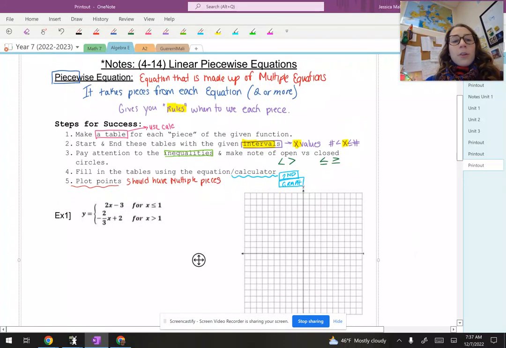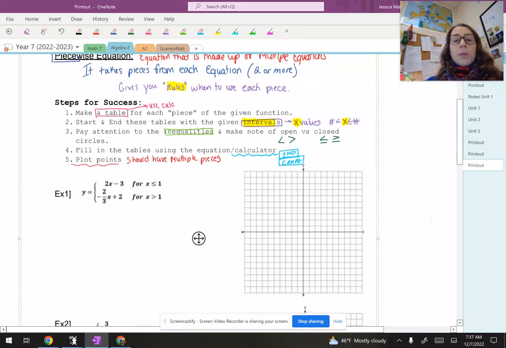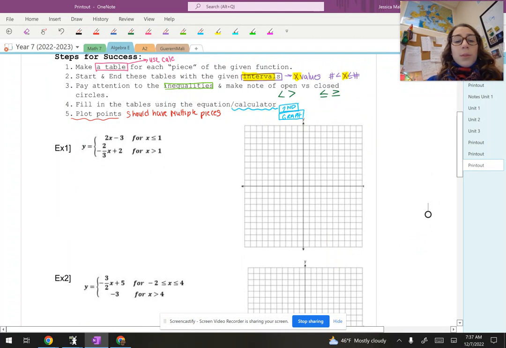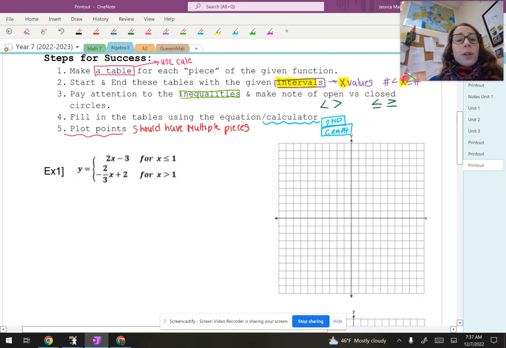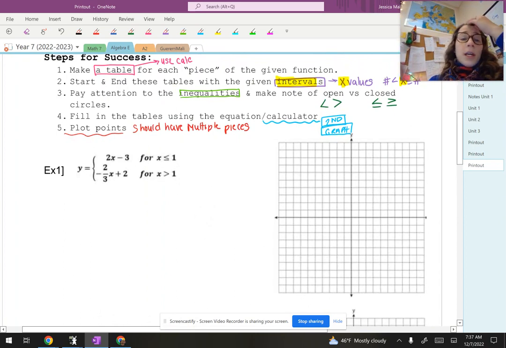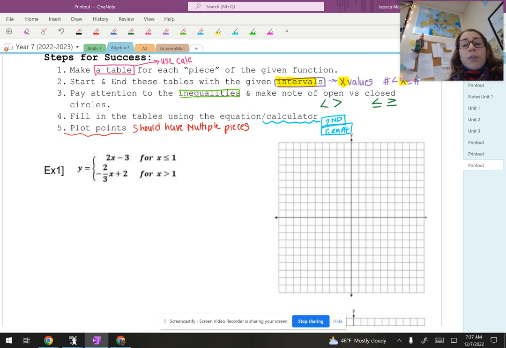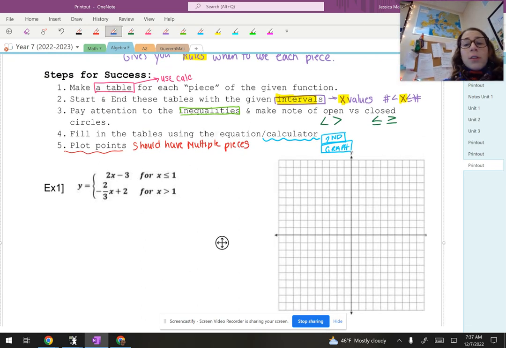Okay, here we are looking at algebra notes for 4-14, linear piecewise equations, and we're taking a look at example number 1 here. So example number 1 here, we're going to make a table for our first step. We're going to make a table using each piece of this equation or this function that we're given here. Function, aka equation. For now, those are the same thing for you.